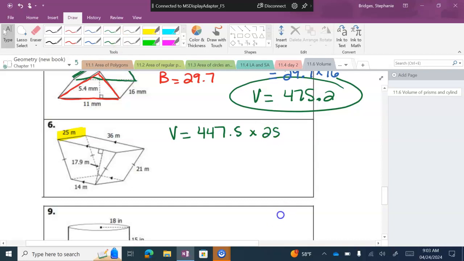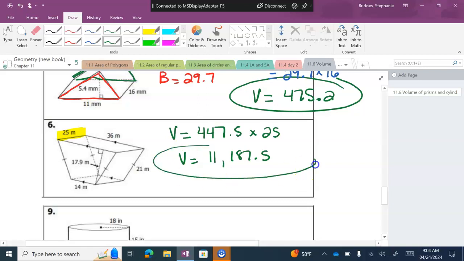And I get a big number here. Did y'all get 11,187.5? 447.5 times 25? Somebody push some buttons in the calculator. Tell me if you get the same number. Yeah?